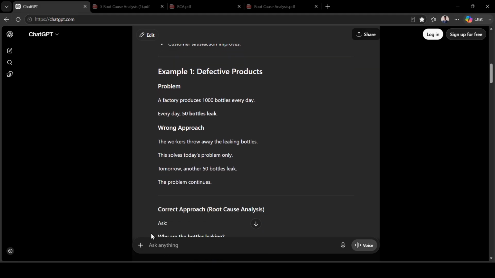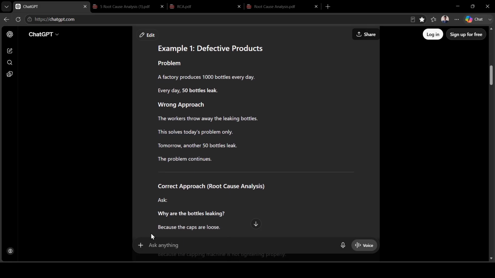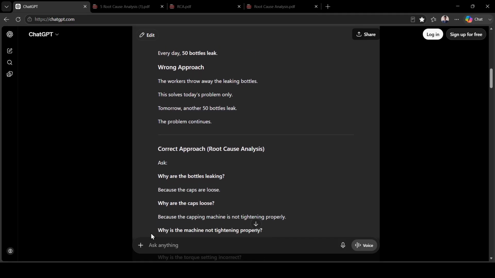Example 1. Defective products. Problem: a factory produces 1000 bottles every day. Every day 50 bottles leak. Wrong approach: the worker throws away the leaking bottles. This solves today's problem only. Tomorrow another 50 bottles leak. The problem continues. So the correct approach, root cause analysis, asks: why are the bottles leaking?